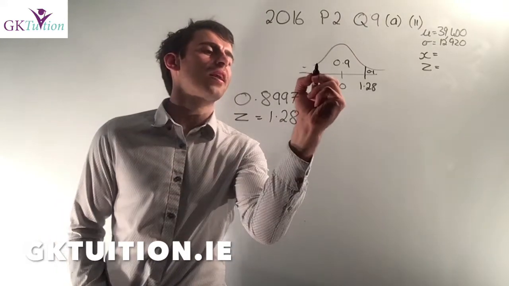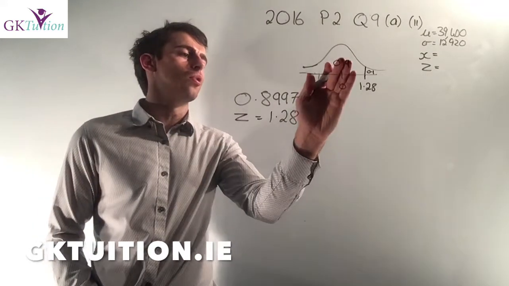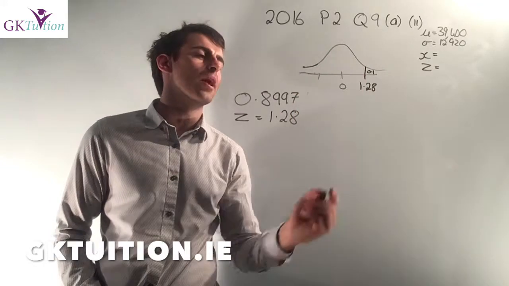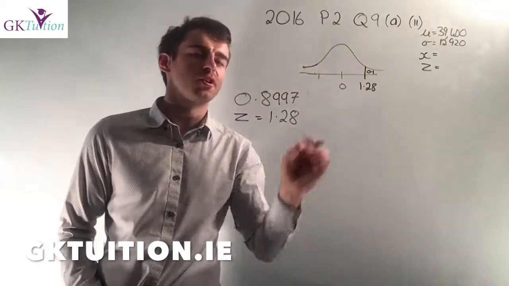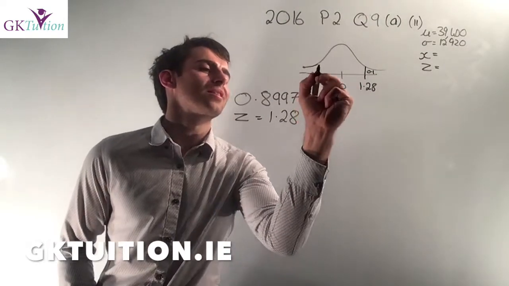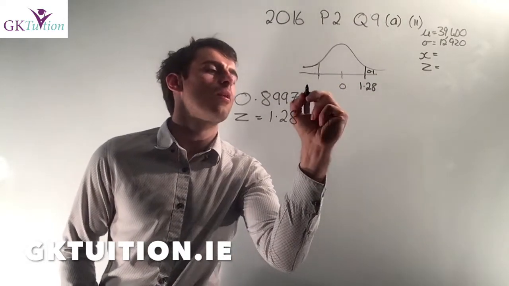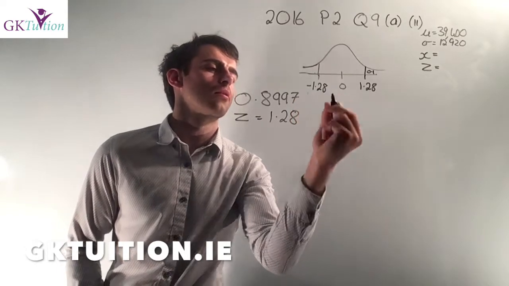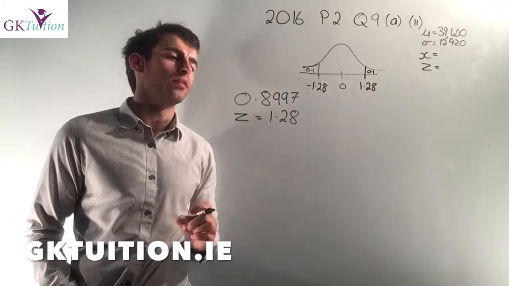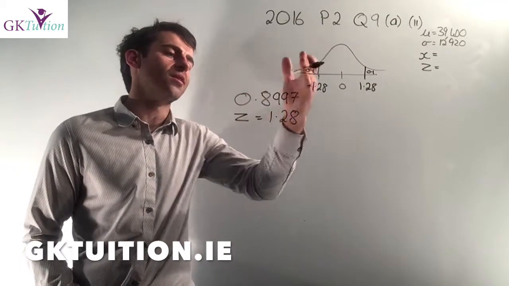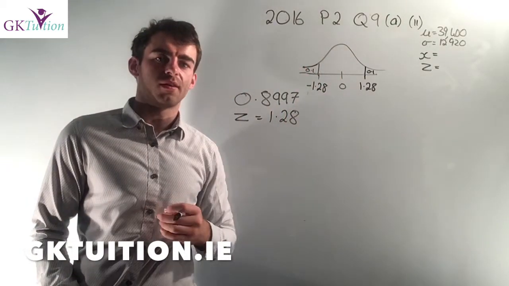And the reason that that is useful to us is because if we remember, this is a perfectly symmetrical graph. So if 10% of figures are greater than plus 1.28, that means that 10% of figures are less than minus 1.28. So I know now the Z-score must be minus 1.28. 10% of figures are less than it, 90% of figures are greater than it.